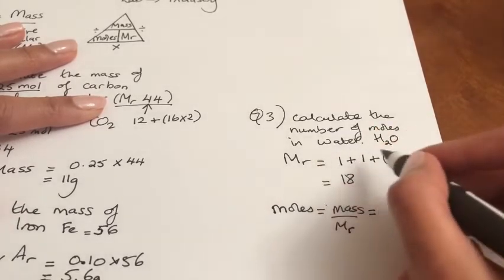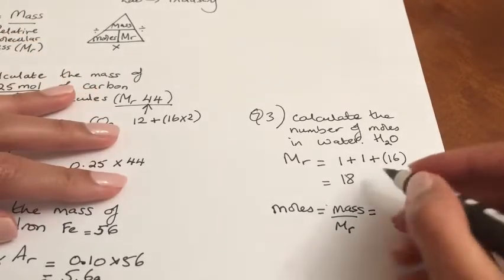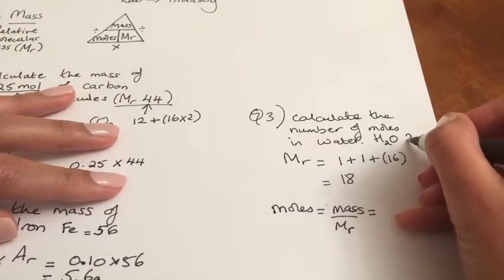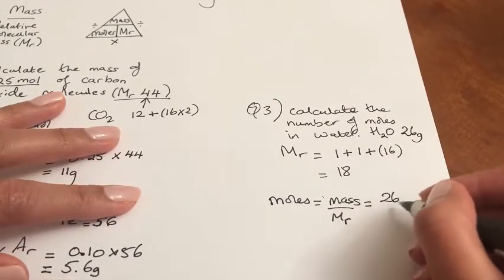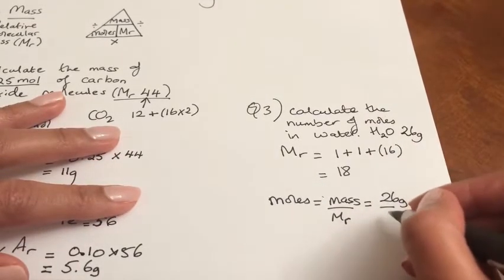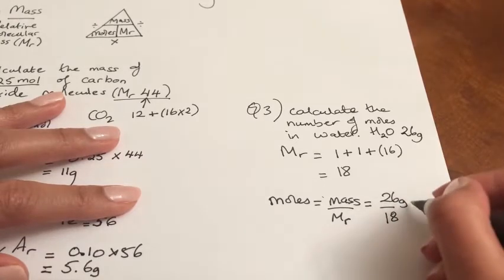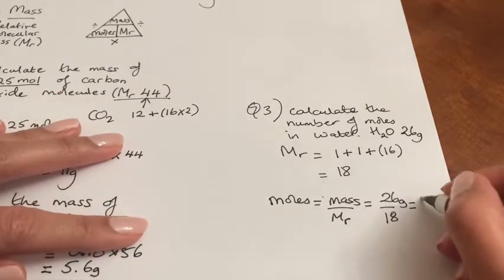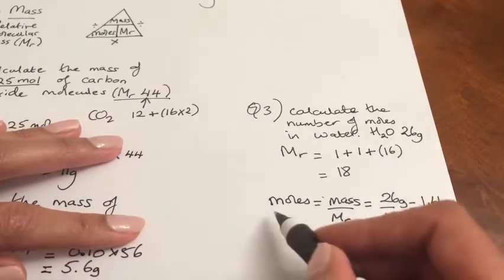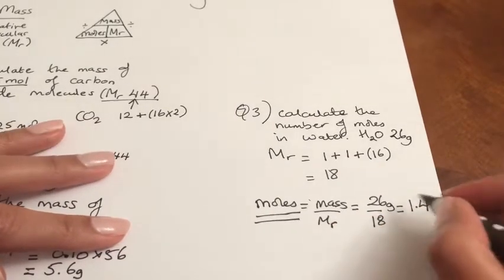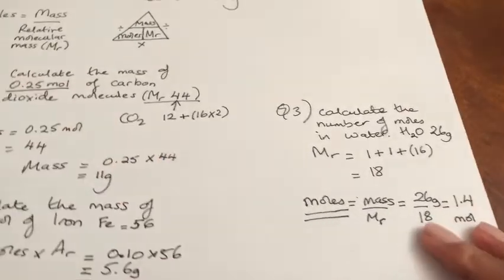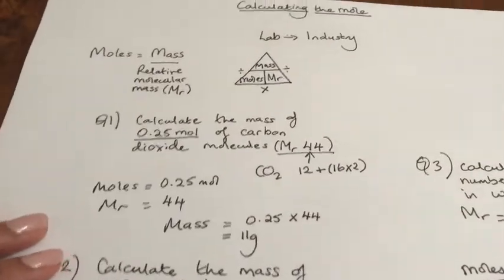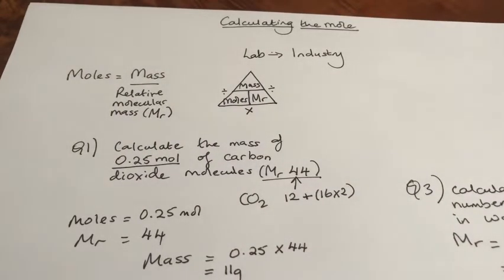So our mass, which I didn't give you in the question, I'm going to write it on now. Let's choose 26 grams. So 26 divided by 18, and then we get 1.4. Now remember, units for moles, really easy, mol. Okay, so here we are, a really nice quick overview of how to calculate the mole and how to calculate the mass given these simple questions.